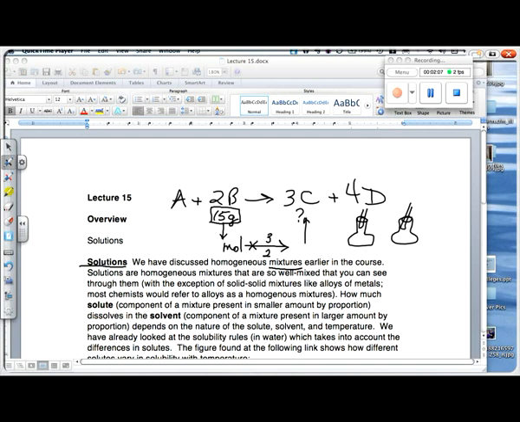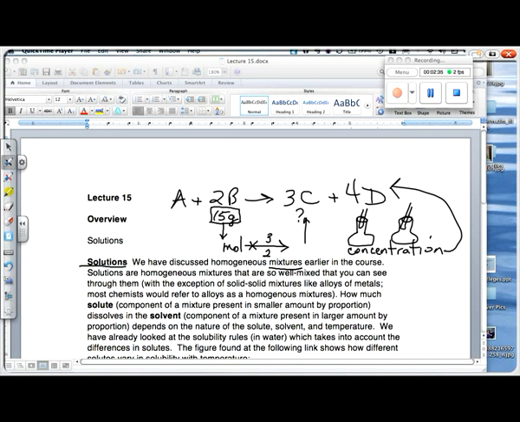Well, we need to talk about what solutions are, how to quantify them, and when I say quantify, I'm talking about the concentration. And then, of course, by the end of this material in Lecture 16, once we know how to count, we will come back to stoichiometry using solutions. So that's kind of the picture of where we've just been and where we're going.